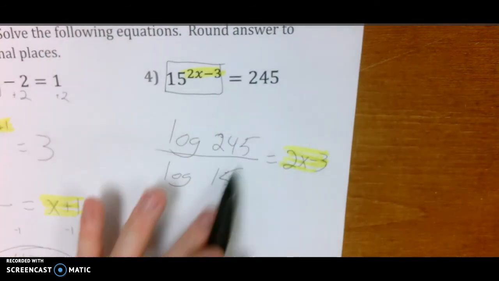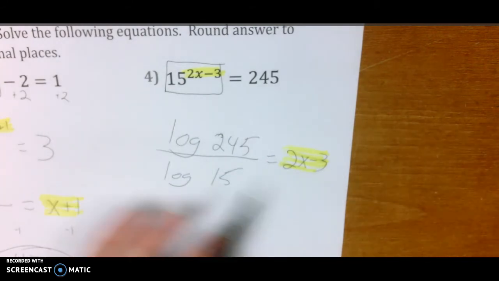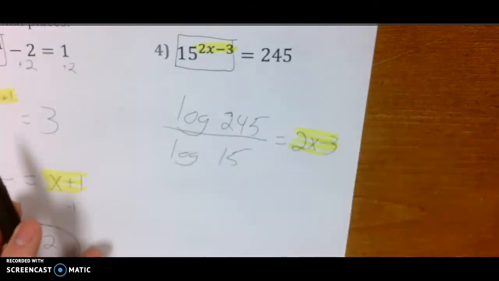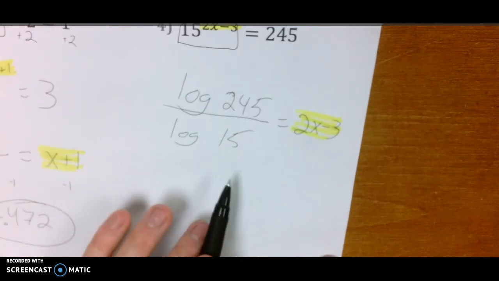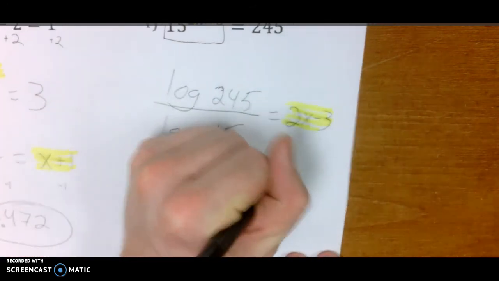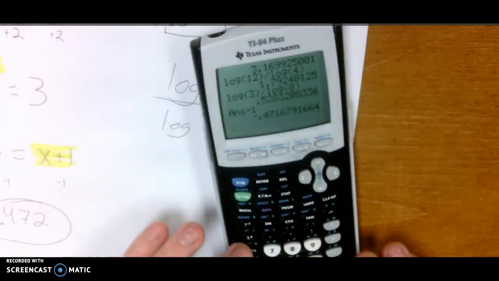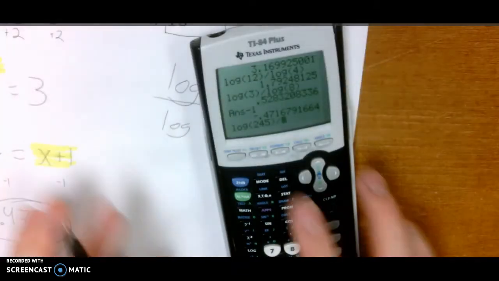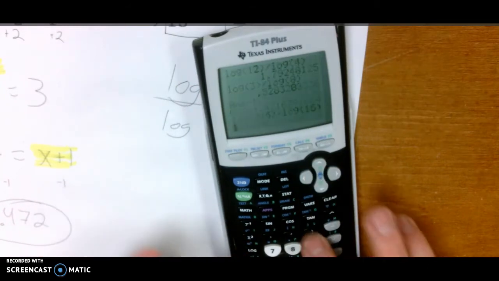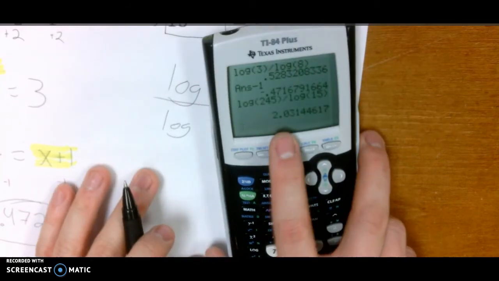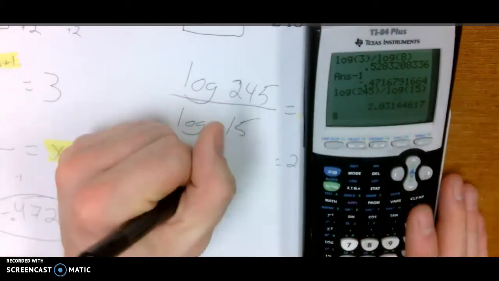So when I do this, I'm going to figure out what this nasty decimal is, but then I'm going to have to add 3 and ultimately divide by 2. So let's get this nasty decimal first. Let's see what this thing is first. We've got log 245. We're dividing that by log 15. That's going to be 2.031.